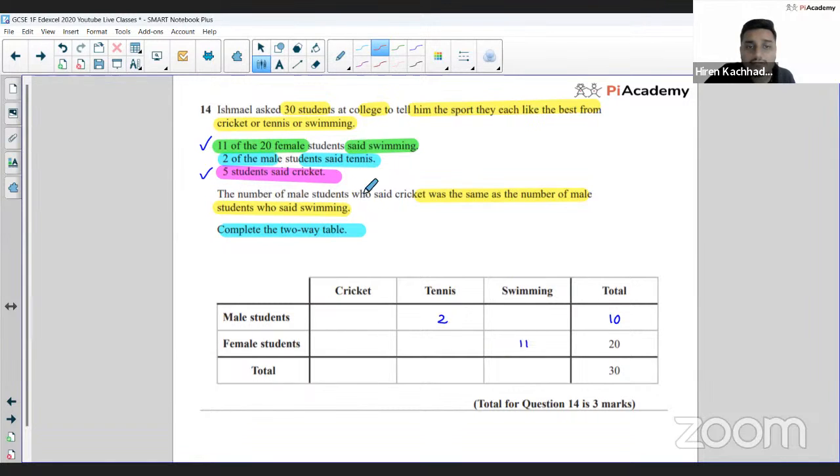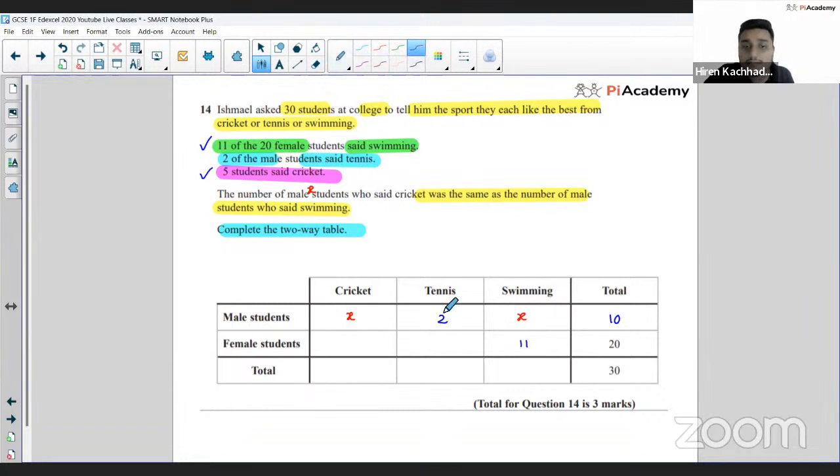The number of male students who said cricket, let's say these are X students, was the same as the number of male students who said swimming. So if this is X, then this is also X. Agree, everyone? So what it means? The total number of male students is 10, and if you see the cricket and the swimming, there are X and X. Both of them are the same.